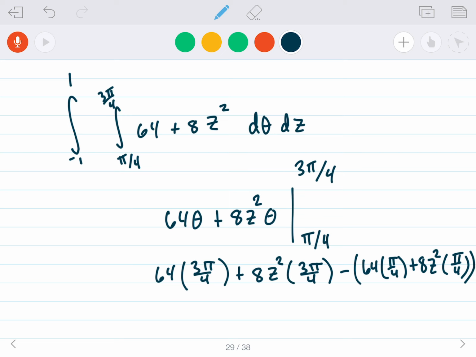Let's see. So I have 64. Well, how do I want to do this? I guess we can just clean it up as much as possible. Just simplify it. Okay, so this is going to give us 48 pi plus, let's see, 2 times 3 is 6, so this is 6 pi z squared minus 16 pi plus 2 pi z squared.